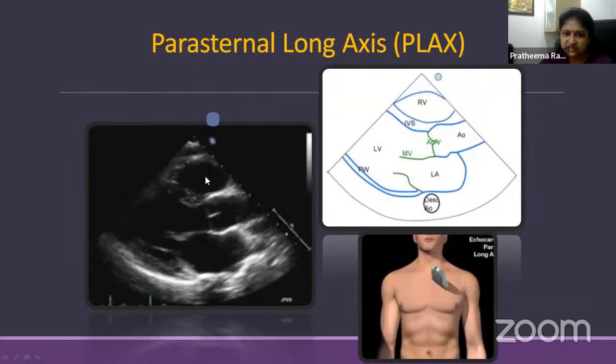We can see that this is the right ventricle, this is the left ventricle, this is the left atrium. So left atrium, left ventricle, this is the mitral valve. This is the right ventricular outlet actually. Yes, we can see the aorta here and the aortic valve. So this is a cross section. Here we can see the descending aorta.